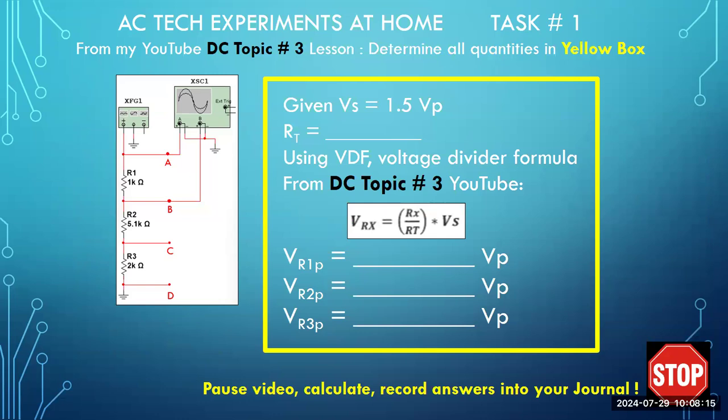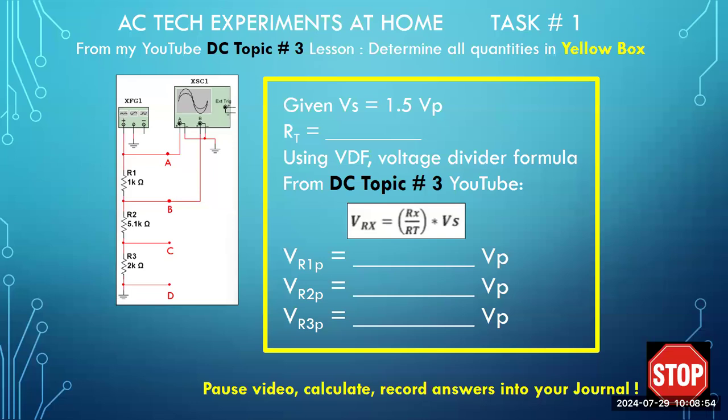I do make a recommendation: if you don't recall how to use voltage divider formula, VDF is the abbreviation for voltage divider formula, and you don't have it written in your journals, then please do revisit my DC topic number 3 YouTube training lesson. That covers your voltage divider formula very well, describes what it is, how to use it. I have reiterated the formula on the screen in the white box. The white box shows VRX equals, in parentheses, RX over R total, close parentheses, times the voltage source.